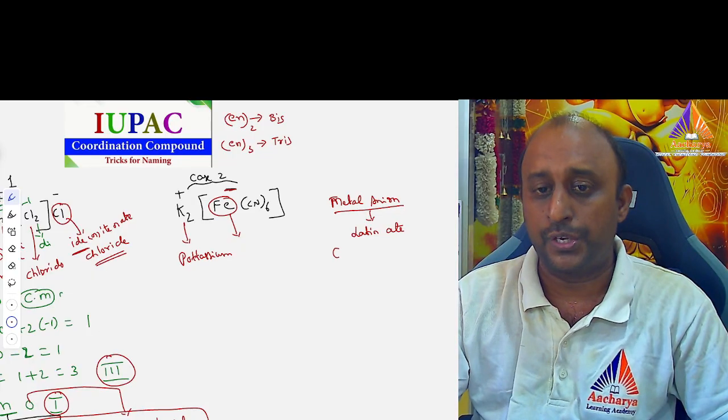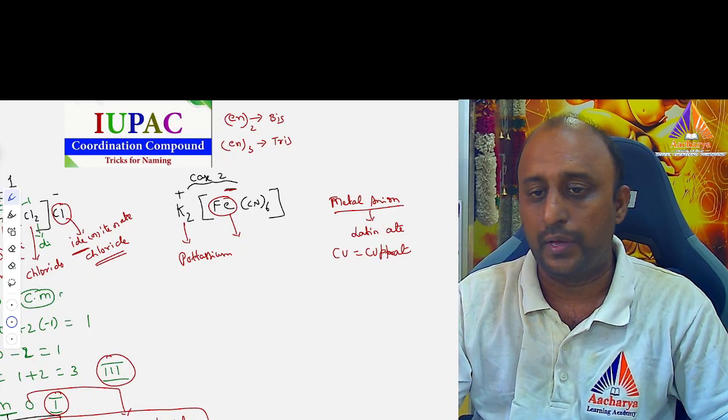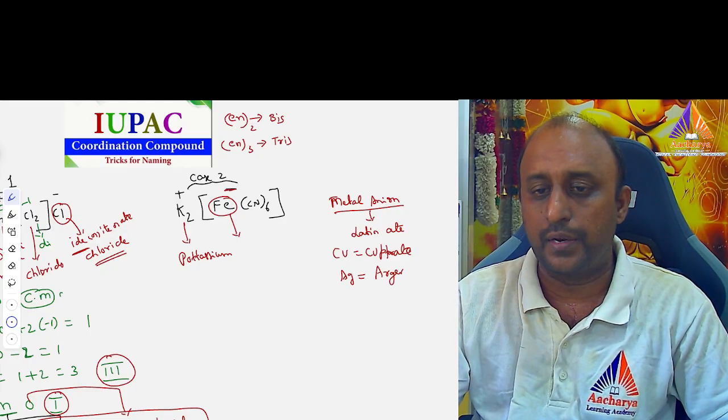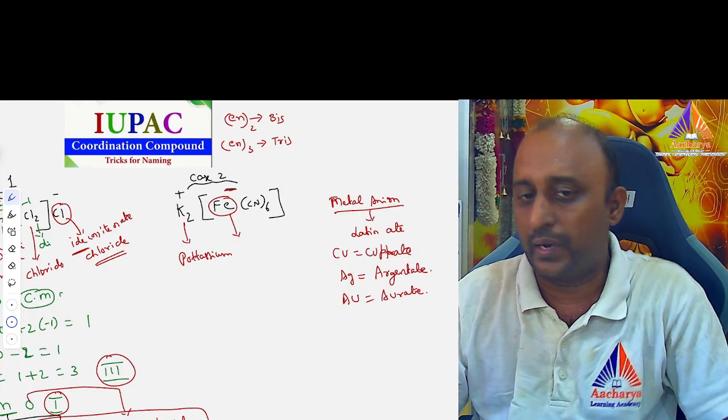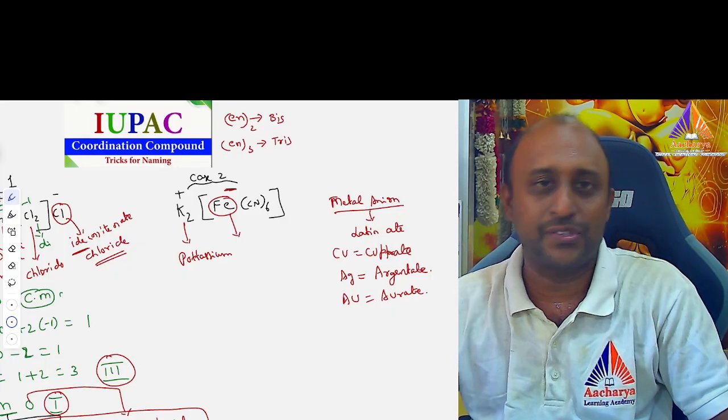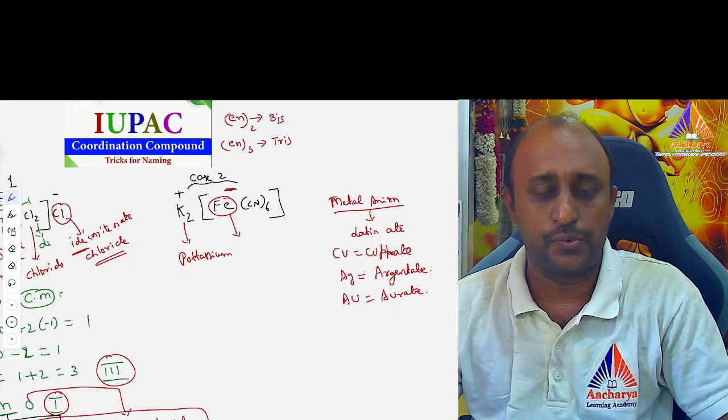So for Cu, what we need to write down is cuprate; for Ag, argentate; for Au, aurate. Sometimes, like nickel and chromium, we don't have any Latin names, so we can write them generally as nickelate or chromiumate, like this.